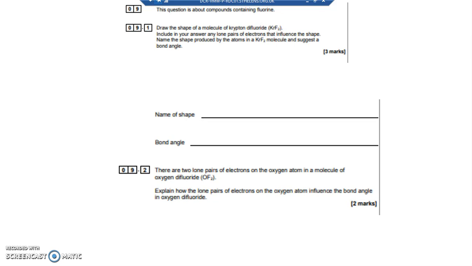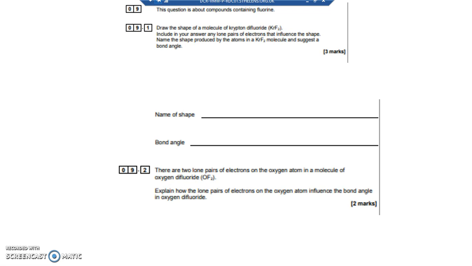It's got 8 electrons in its outer shell. So 2 of them are bonded to F, so I've got 2 bonding pairs. And so of the 8 electrons, there are 6 remaining. After 2 have been involved in bonding pairs with the 2 Fs, I've got 6 remaining. I've got 3 lone pairs and 2 bonding pairs.